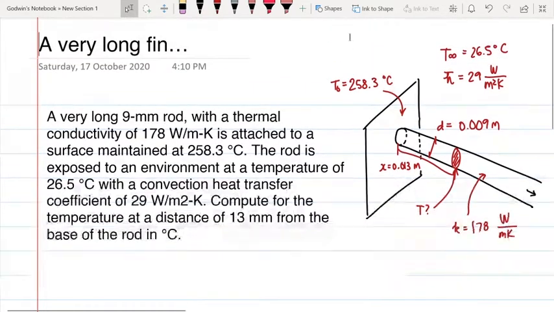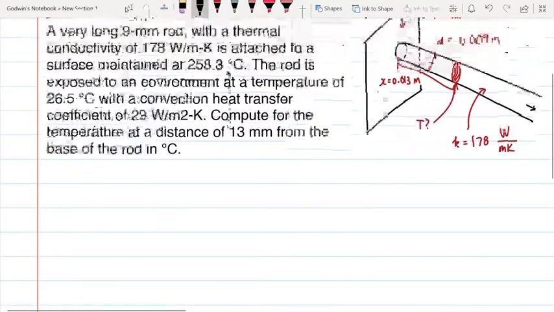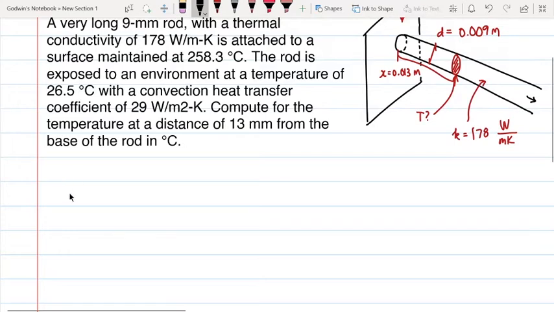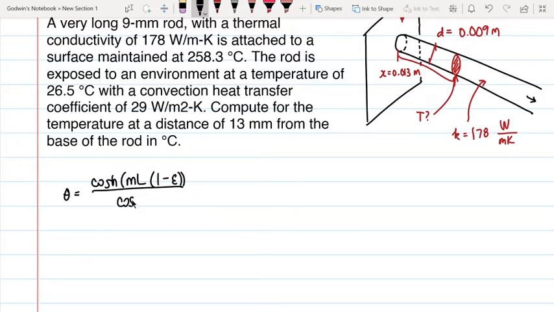I'll just put down the figure, it's already here pala. I'll just put down the formula, the only formula that we'll need here. Although it's very packed, theta is equal to the hyperbolic cosine of ml times (1 minus epsilon) over the hyperbolic cosine of ml. We can actually remove the parenthesis here. So this is the only equation that I think I need to solve all of this.